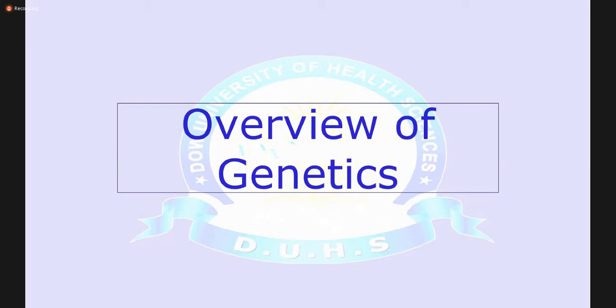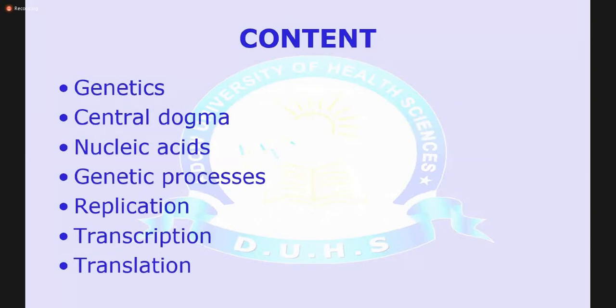So today's discussion is just an overview of genetics, in which we will try to go through the basic ideas of the structure of DNA and RNA, and then the definition of genetics. We'll go through the central dogma, what it is and what you really mean by central dogma. Then we will go through the RNA and DNA, the basic structures, and the genetic processes like replication, transcription, and translation.